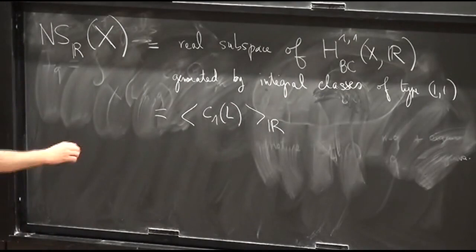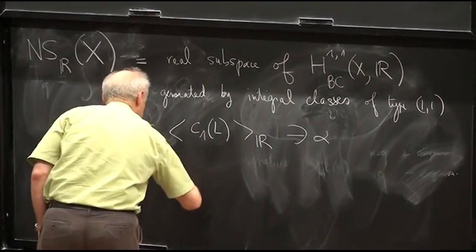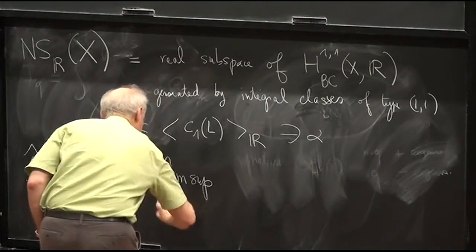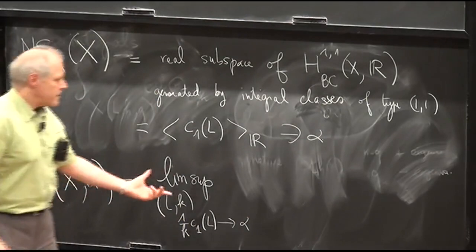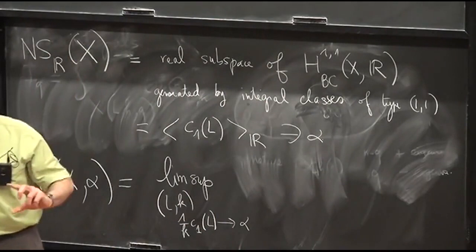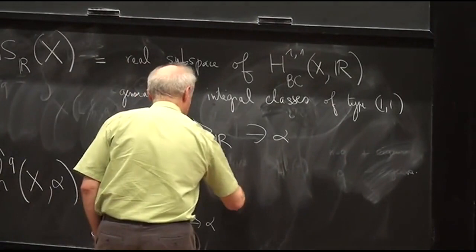Okay. And now you pick an element alpha in this vector subspace. And now the question is, you would like to define a function on this. And then you can do this: h^q of X, alpha, you are going to take the limsup over all pairs (L, k) in such a way that 1 over k c_1 of L converges to alpha. Here you have a space with integer points, but of course if you extend to rationals, it becomes dense in the real vector subspace, and then you can converge to a real class. And then you take the limsup of the h^q of X, L in these conditions.